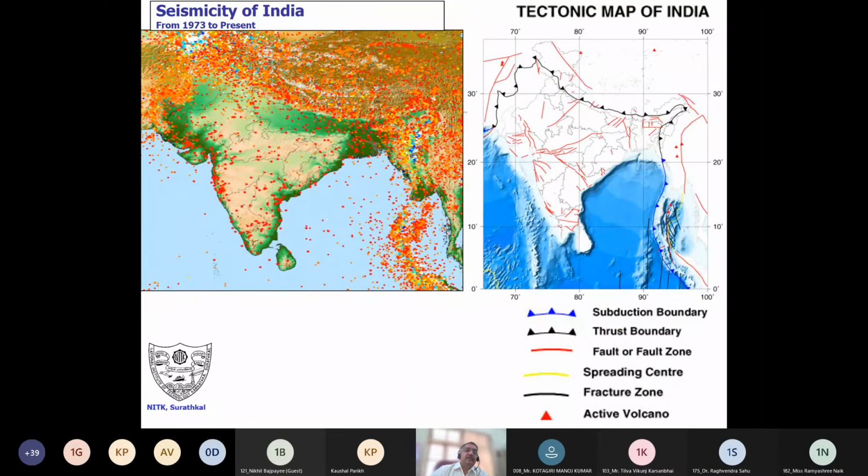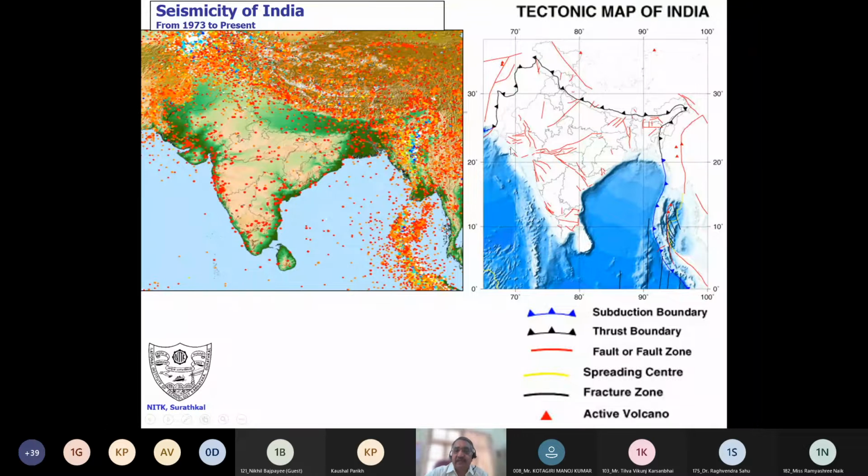This shows the seismicity of India since 1973 to present. All these red circles indicate the occurrence of earthquakes, even including minor earthquakes. And on the right-hand side, you can see the tectonic map of India. And this is the plate boundary or thrust boundary here.